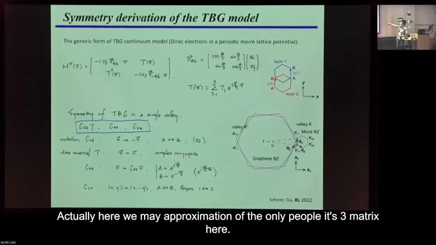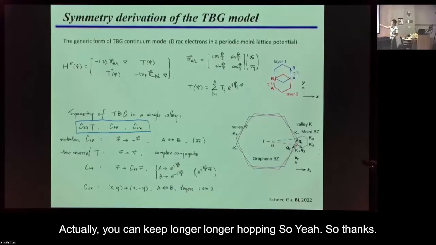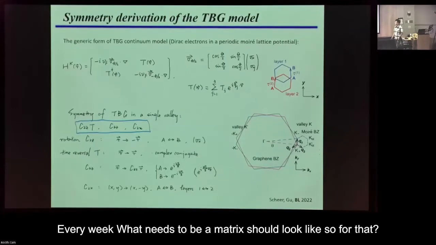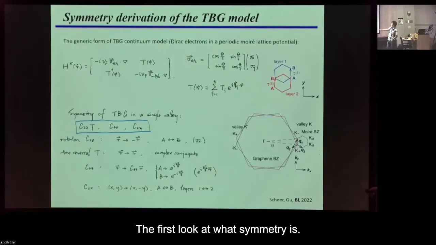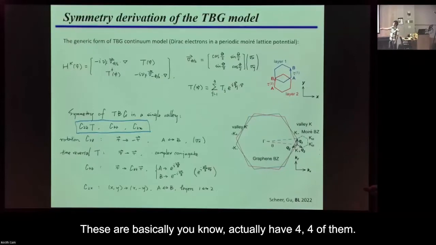Actually, here we made an approximation that we only keep the three matrices here, but actually you can keep longer hoppings at larger Qs, which are basically the same. So basically we need to see what these T_k matrices should look like. For that, we first look at what symmetries this model would have. These are basically all the discrete symmetries we have.